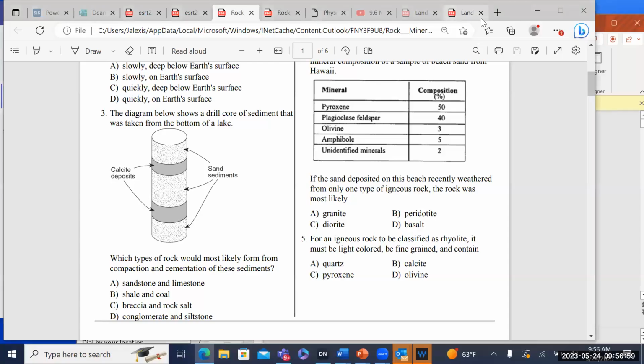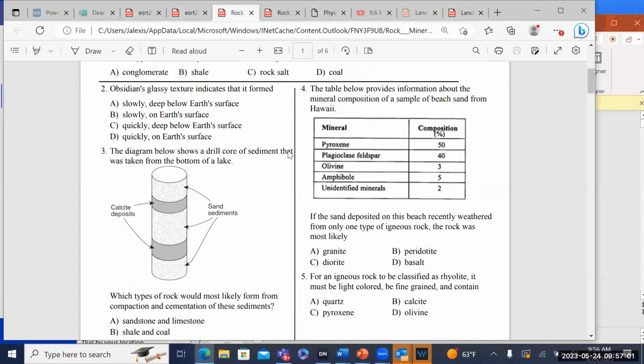Right, so we're going to be starting with question number 4 on the exam. So let's take a look. Question number 4 states, the table below provides information about the mineral composition of a sample of beach sand from Hawaii. They give us the minerals below: pyroxene, plagioclase feldspar, olivine, amphibole, and some unidentified minerals.